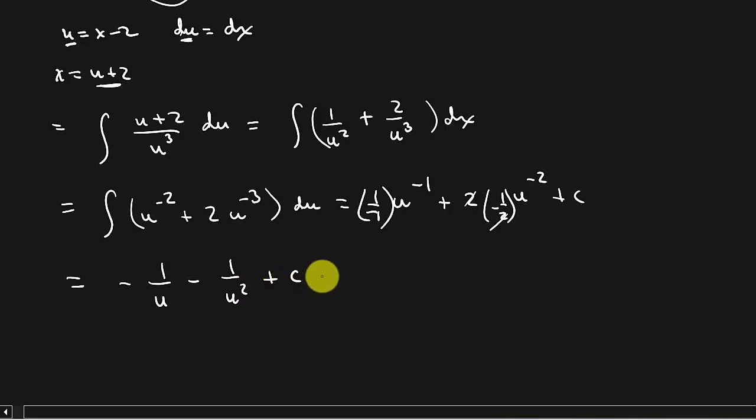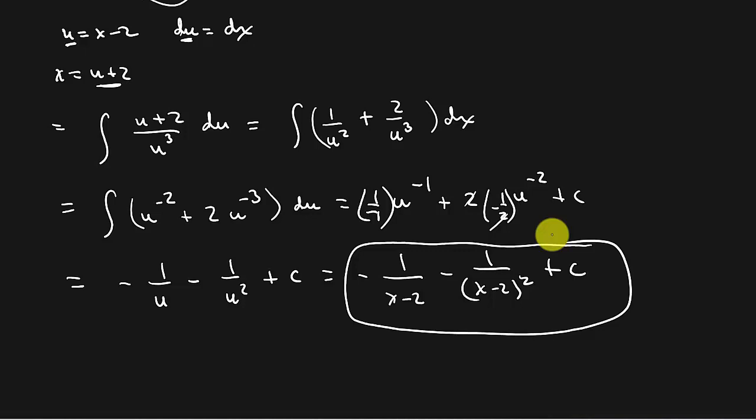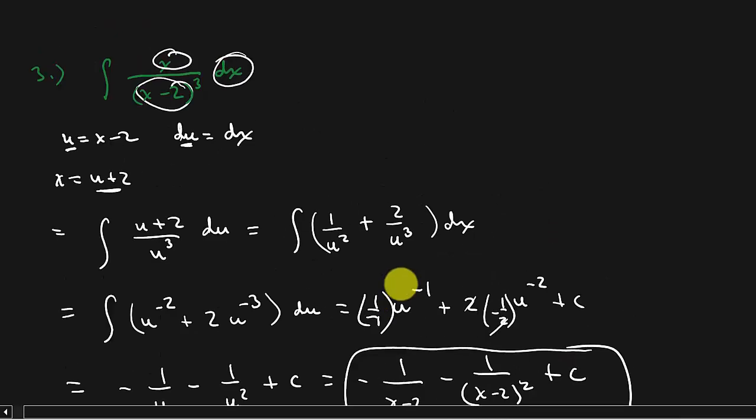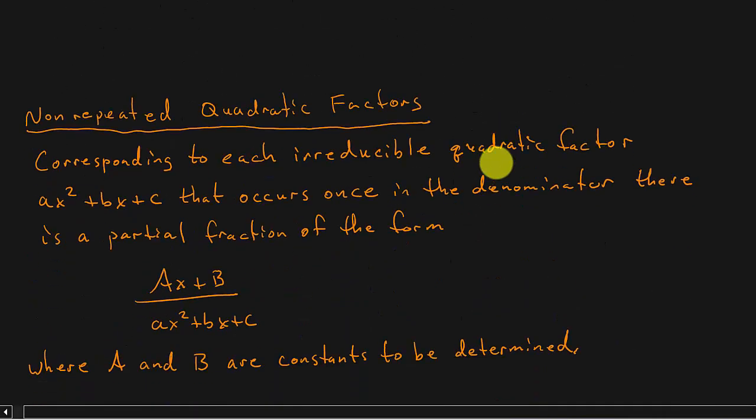And plus C. And so this is negative 1 over (x minus 2) minus 1 over (x minus 2) squared, plus C. All right, and there's your answer. So hopefully you can see there, just because you have partial fractions doesn't mean you have to do partial fractions. Try to see if you can just do a basic u substitution first, and then if you can't, then do partial fractions.